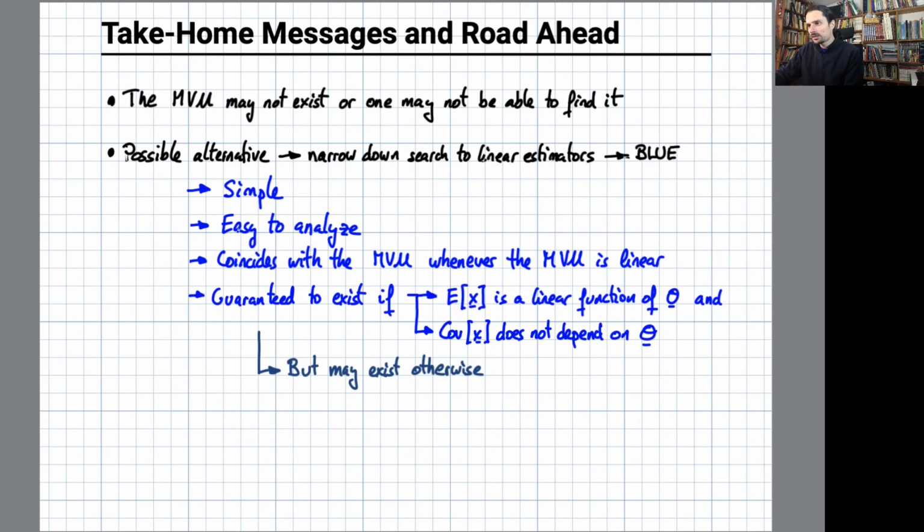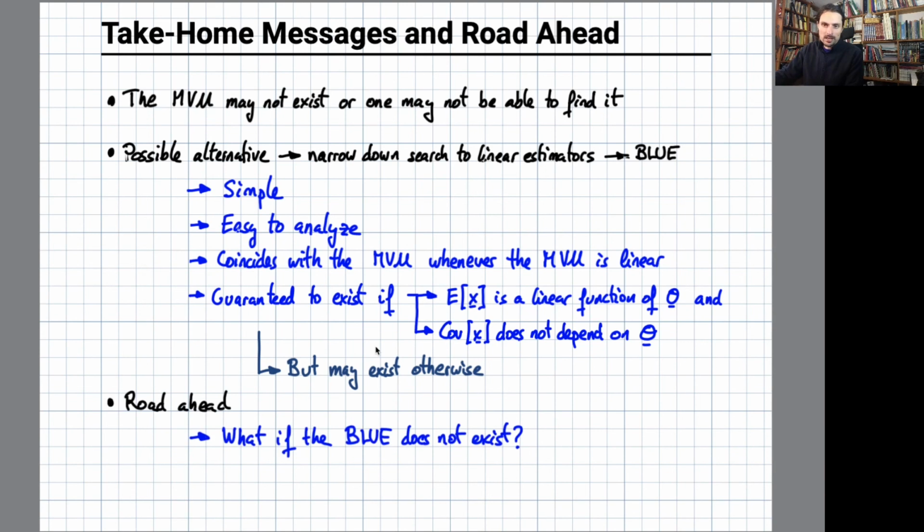It is warranted to exist under two assumptions: that the mean of the data is a linear function of the parameters, and that the covariance doesn't depend on the parameters. But it can, of course, exist in other cases if we relax these.